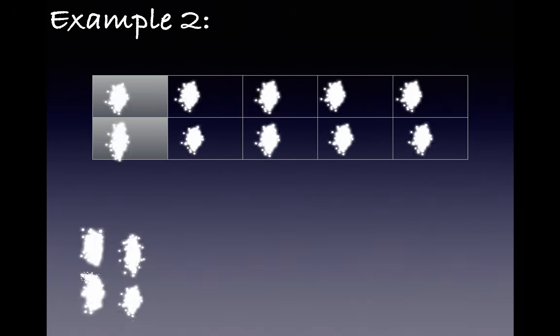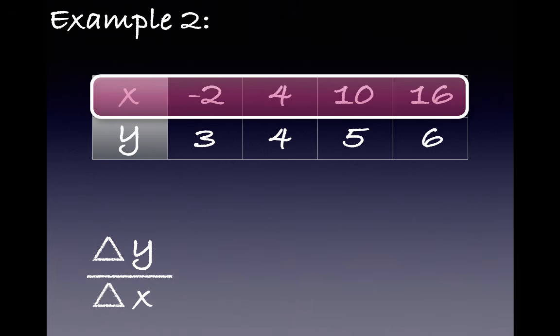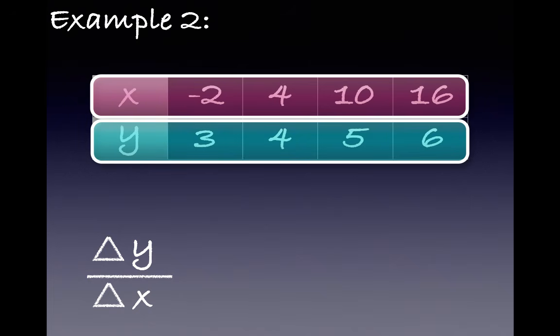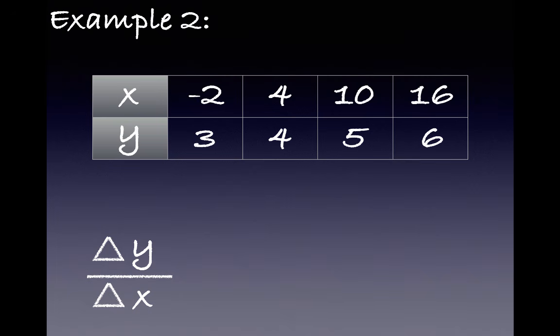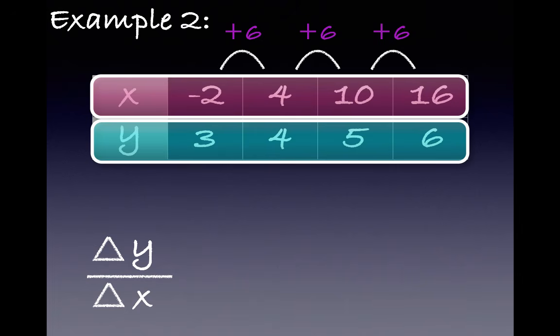In example 2, now we're looking at a horizontal table. With a horizontal table, the x values are always going to be up here on the top, and the y values are always going to be down here on the bottom. So let's look at the changes in these values. With the x values, from -2 to 4 would be going up 6, from 4 to 10, up 6 again, and then up 6 one more time. Down here with the y values, we'll notice that it's going up by 1 every time.